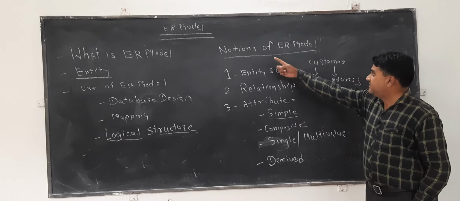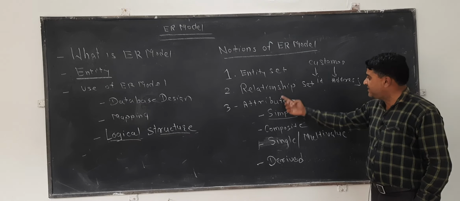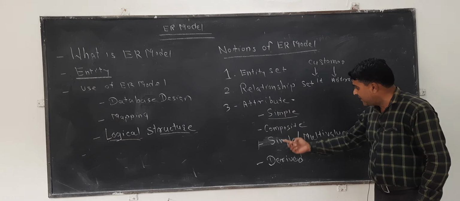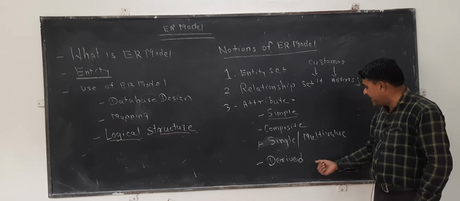So remember that this is the notion of the ER model that contains the entity set, relationship set, and attribute. And attribute has four sub-types, that is simple, composite, single and multiple, and derived.